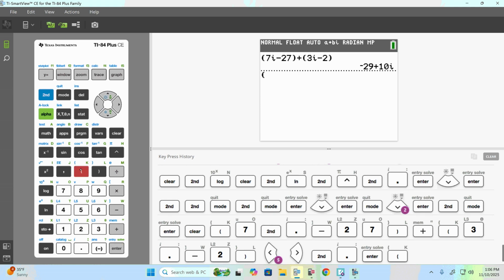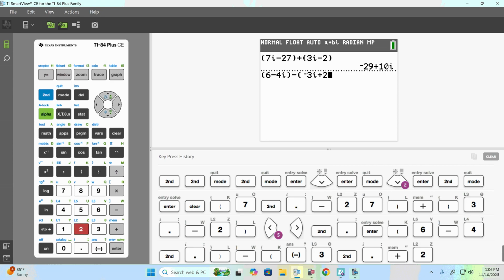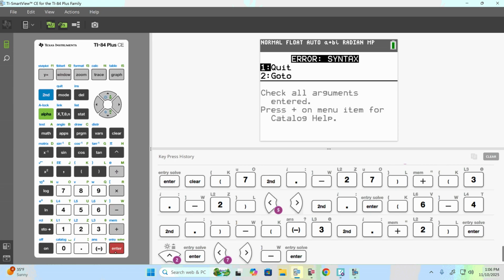If we looked at C, 6 minus 4i minus negative 3i plus 2, it'll tell us it's 4 minus i. We do have to be careful because between the two parentheses, we do need it to be minus. In front of this 3i, we need it minus, not negative. Because if we accidentally put a negative instead of a minus, it's going to throw up an error. Because what the calculator is looking for with that minus 3i is a number in front of it. It's looking for something in front of it that's not a parentheses.